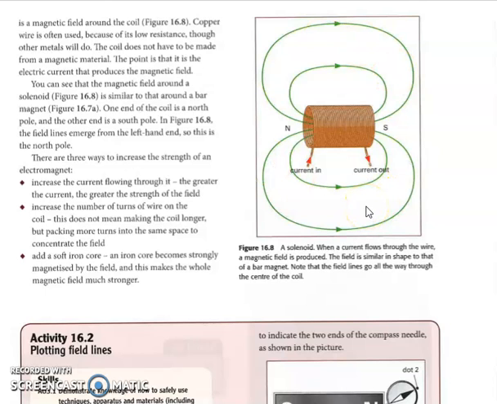The next section is how to increase the strength of an electromagnet. We studied this in lower classes. The main factor in creating an electromagnet is current, so we have to increase the current. The greater the current flowing through it, the greater the strength of the field.